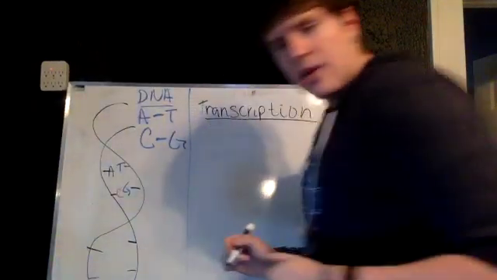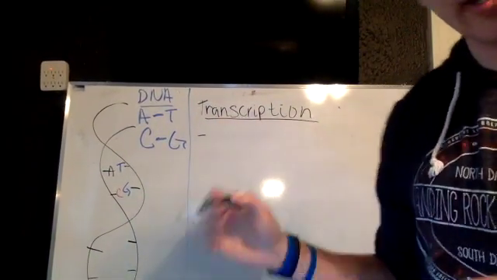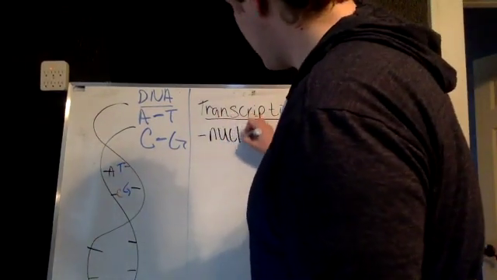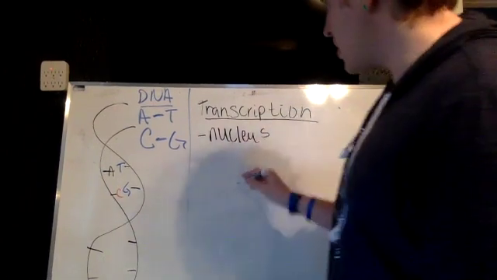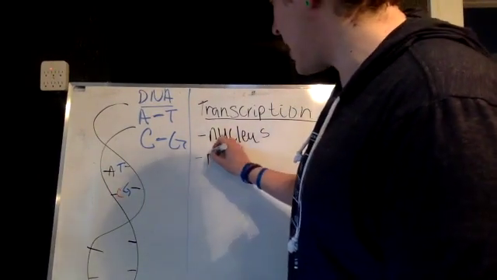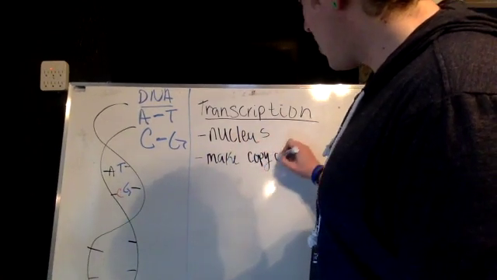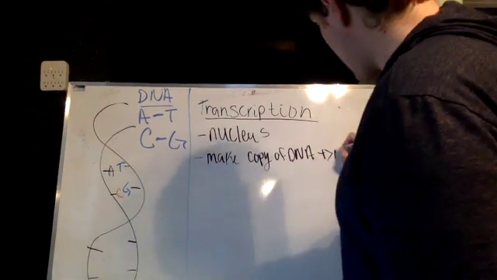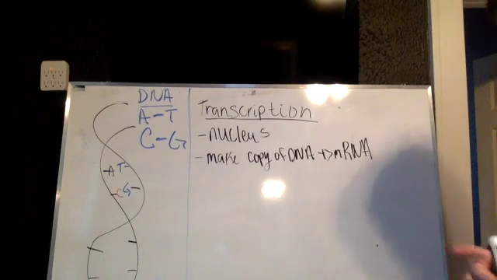Okay, transcription. I gave you guys an assignment, what was it? Who, what, where, when, why, all that good stuff. Where does this happen? In the cell, it happens in the nucleus. Why? Because that's where our DNA is, okay? What happens during transcription? We need to make a copy of DNA, okay? And what do we make a copy with? mRNA, or messenger RNA, okay?